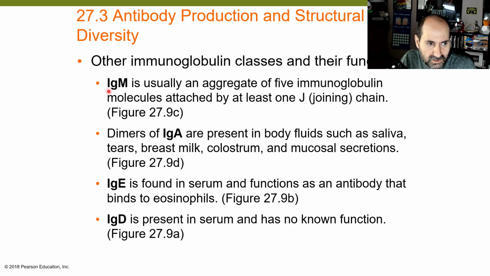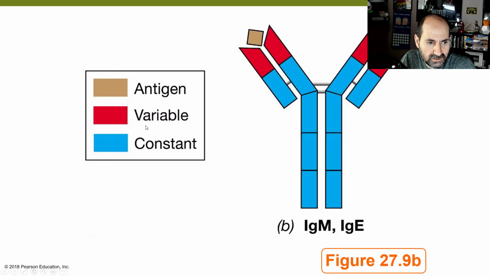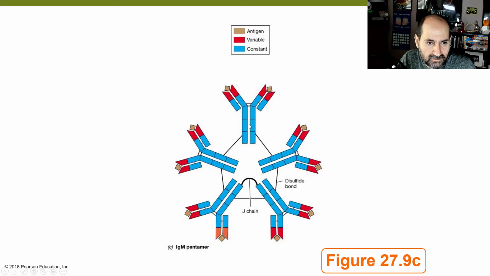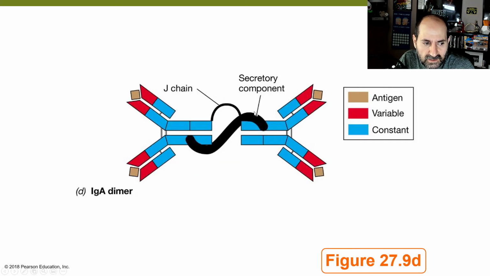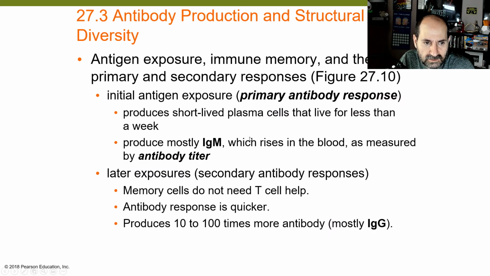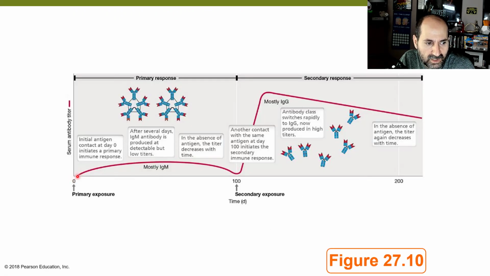You should know a little bit about IgM, IgA, IgE, IgD, as explained on this slide. You should know that IgM is the result of primary antigen response. Remember, primary antigen response results in IgM release, and you should know IgM is a pentamer. You should know about IgA's dimer. Okay. Again, remember primary exposure.